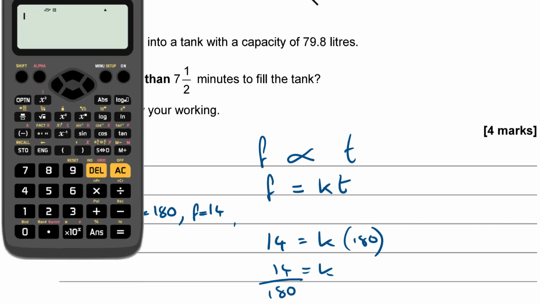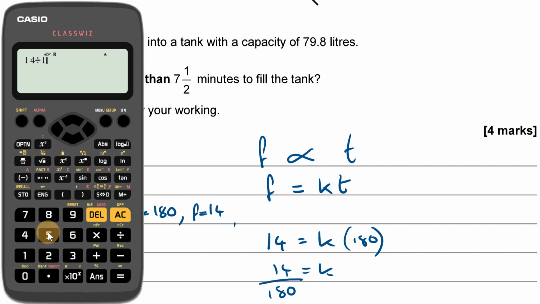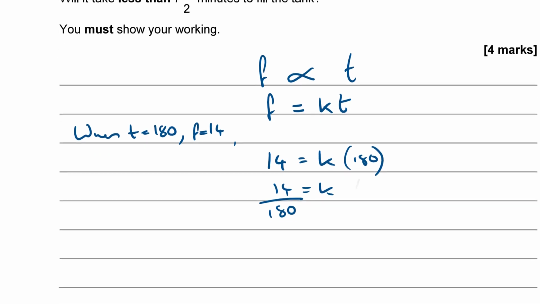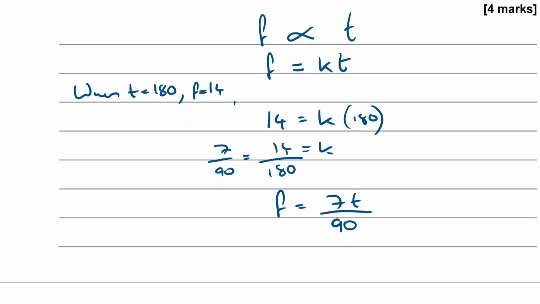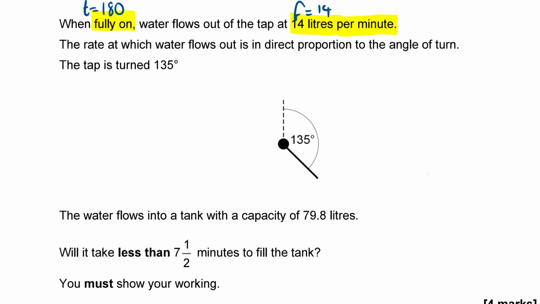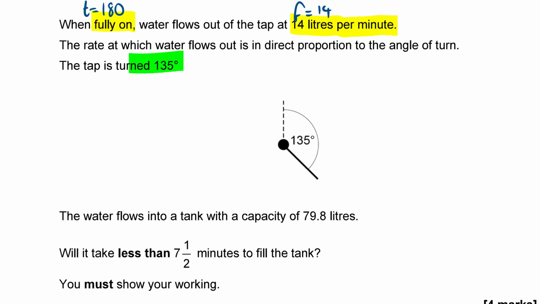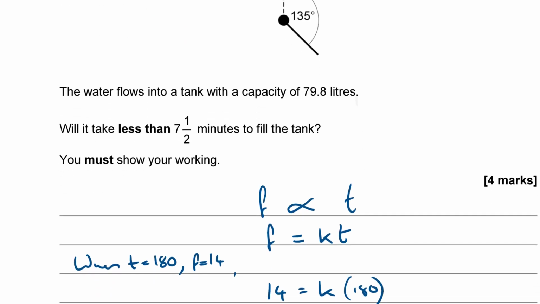Does that cancel down? Well, not very much, 7 over 90. So the complete equation for this relationship is F is equal to 7 lots of T over 90. Now we've got a formula that links F and T together. We can find what F is at any given T. So we want to know what the flow is when the tap is turned to 135 degrees. What is the value of F at that value?